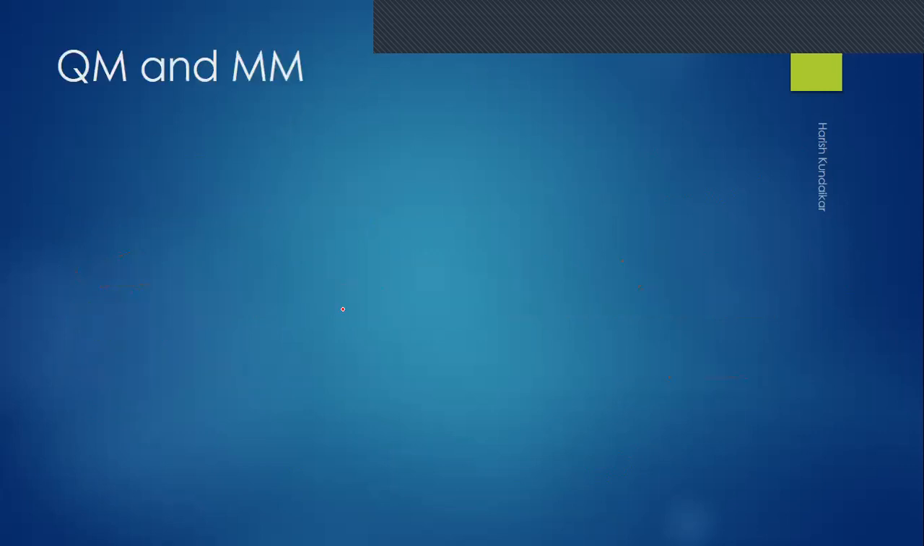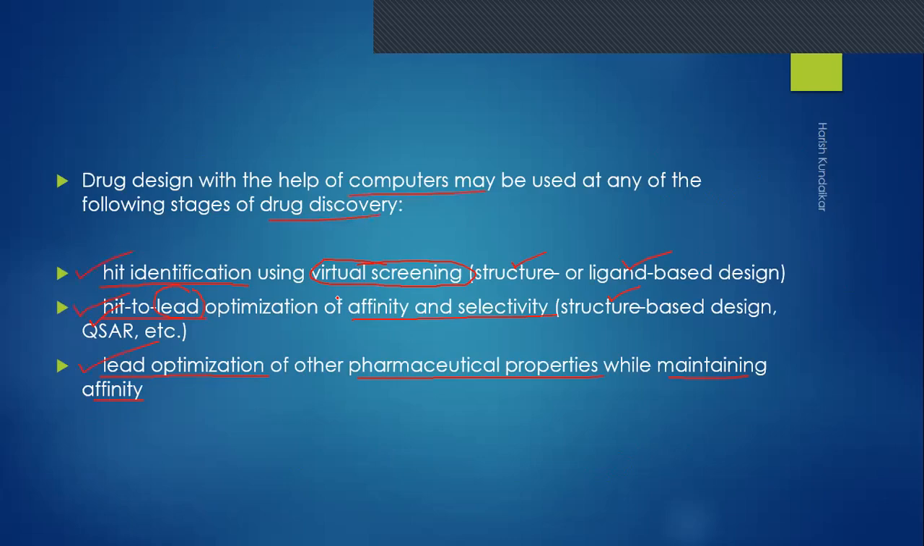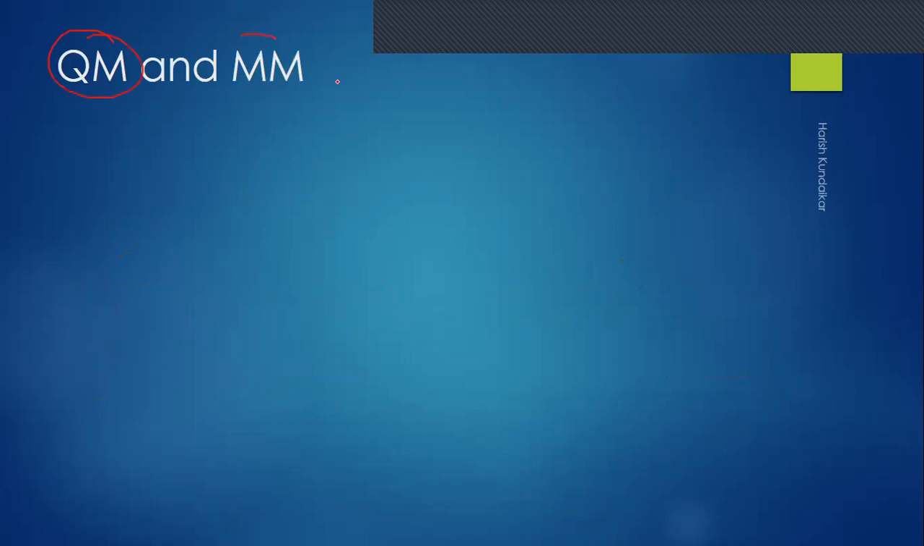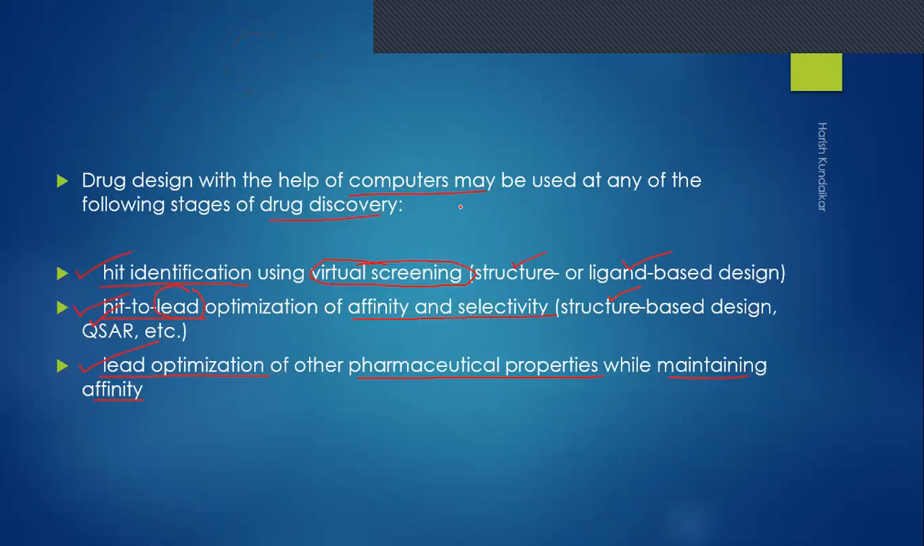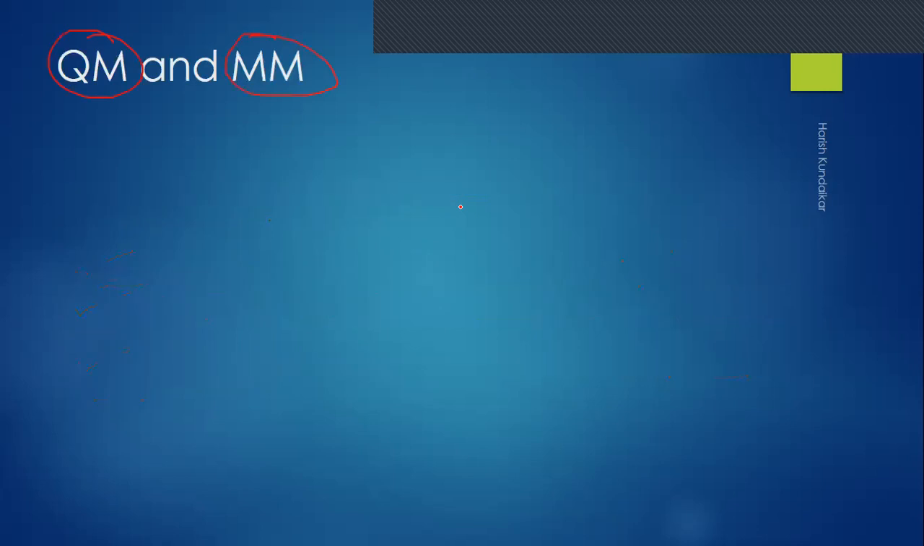ठीक है. Okay, so I think we'll just halt here for a moment, and in the next lecture we'll start with the quantum mechanics and molecular mechanics. Okay, so we were just talking about finding the binding affinity and how tightly the ligand is binding to its receptor. Correct, but how do we calculate the binding affinity? Those calculations of binding affinity can be done using quantum mechanics and molecular mechanics. So in the upcoming lecture, we'll talk about quantum mechanics and molecular mechanics.